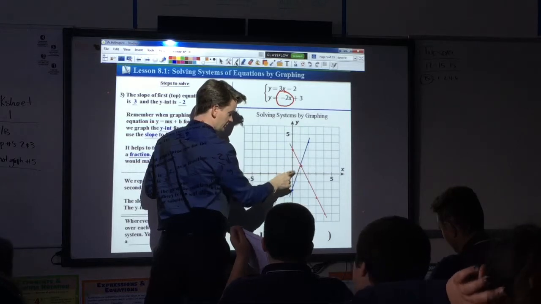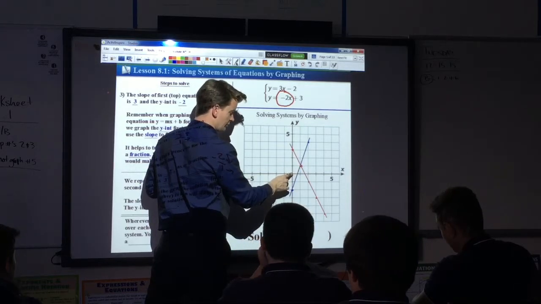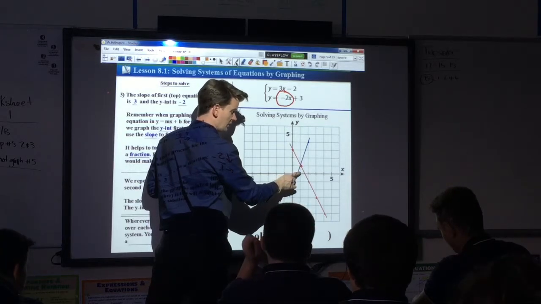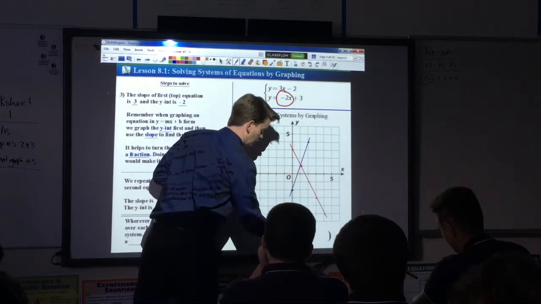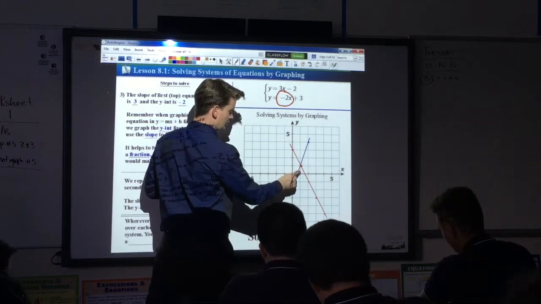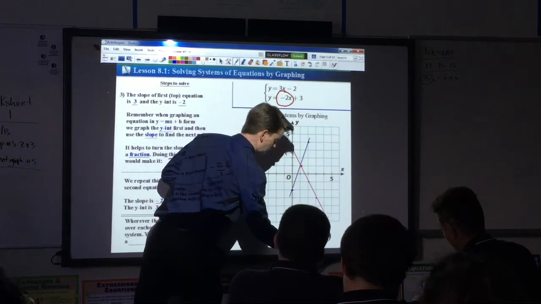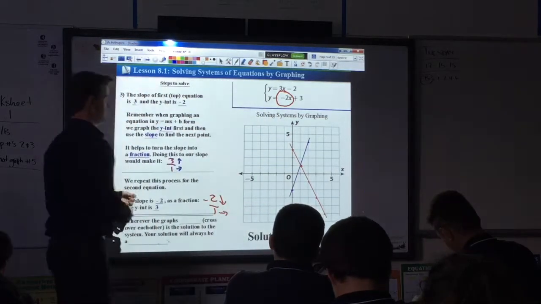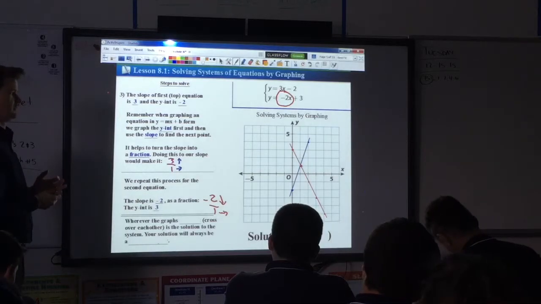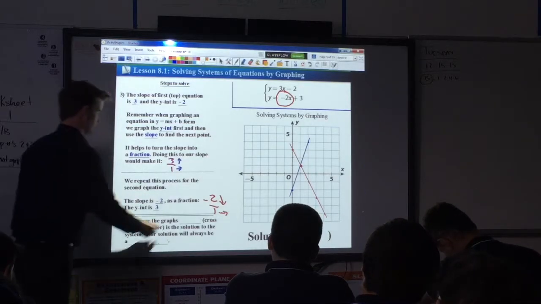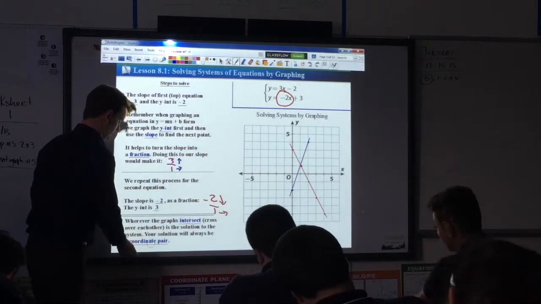So to get from here to here, we always go right or left first. What am I doing? How many spots? 1. So that's 1 on the x. And to get from here up to here, am I going up or down? How many spots? 1. So that's positive 1 on the y. So your solution for this is 1, comma 1. That is your solution. The graphs intersect at 1, comma 1.